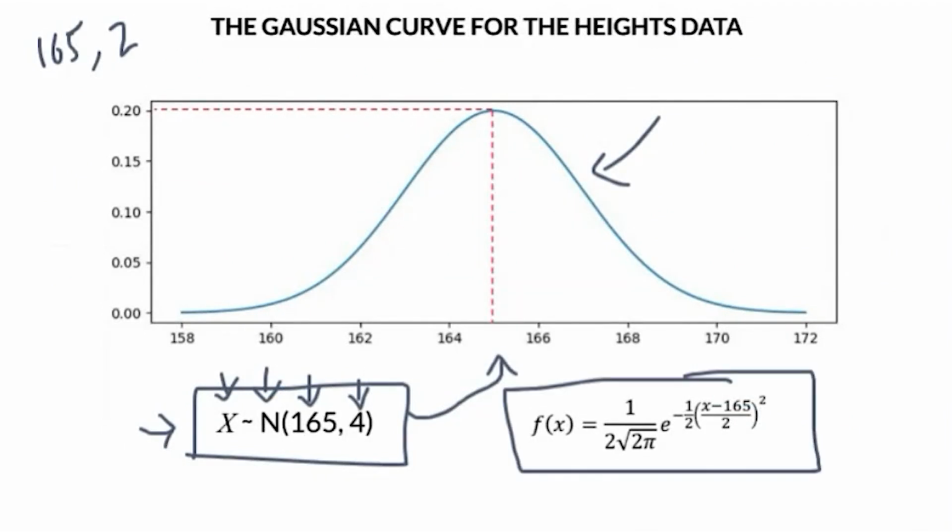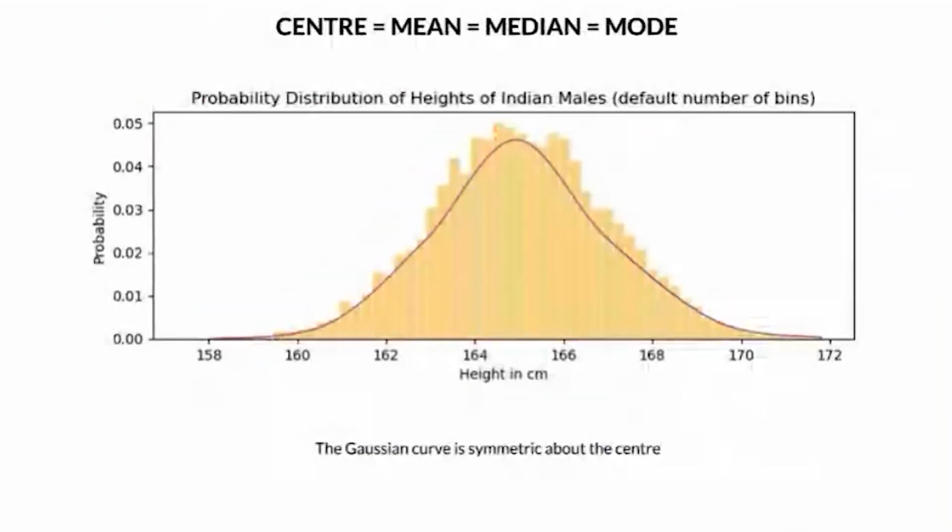F of x equal to 1 by 2 root 2 pi. This 2 is nothing but the standard deviation, into e power minus 1 by 2 x minus 165 divided by 2. As you can see, this 165 is the mean, and this 2 is the sigma or the standard deviation. Of course you can also see the y value here, but as we saw before, the y value by itself does not have any meaningful interpretation. If you remember the p value that we discussed in the uniform case, by itself it doesn't have any meaning. We have to talk in terms of intervals, right?